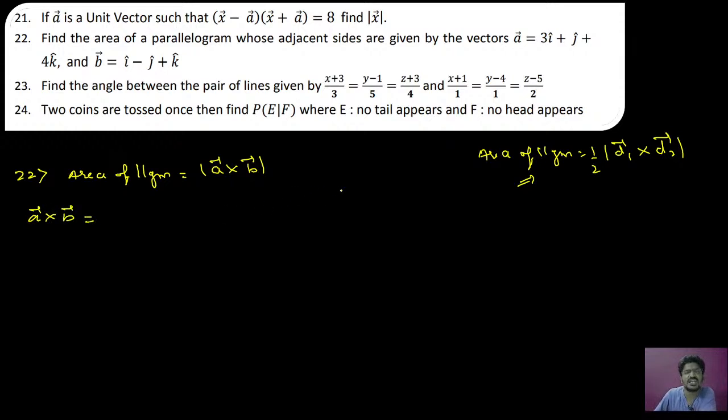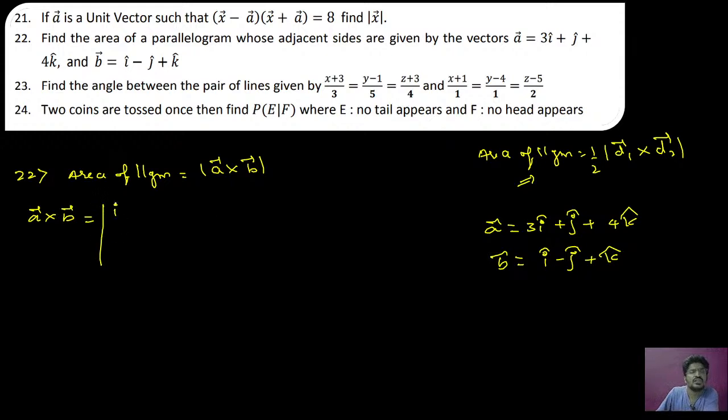Right, what is vector A? Vector A equal to 3i cap plus j cap plus 4k cap. What is vector B? I cap minus j cap plus k cap. So now we can go with area of parallelogram, that is A cross B, that is I cap, j cap, k cap. What is the second row? 3, 1, 4. What is the third row? 1, minus 1, plus 1.